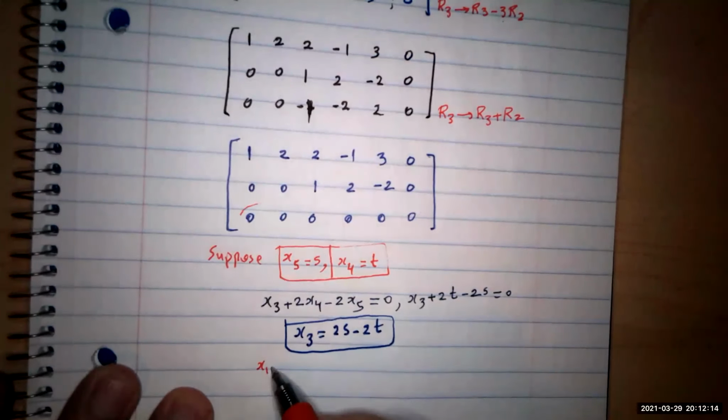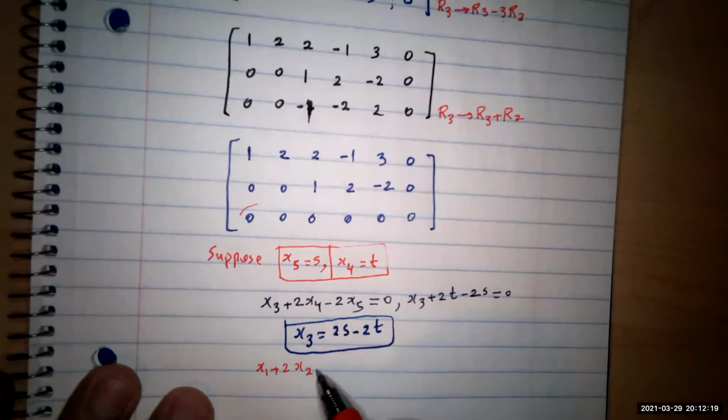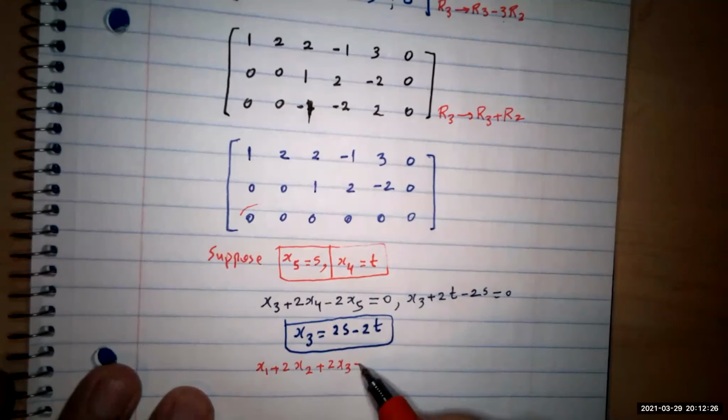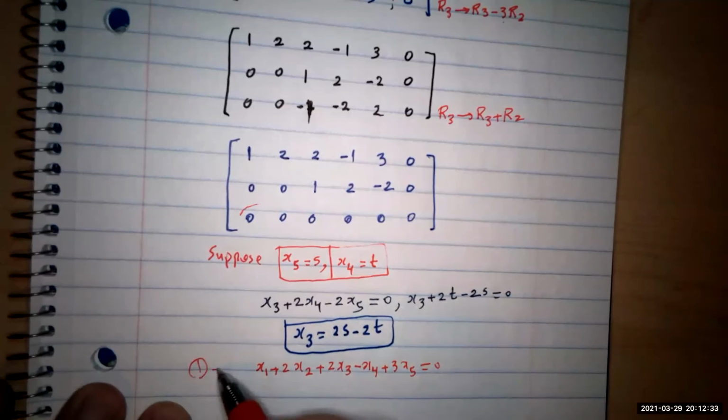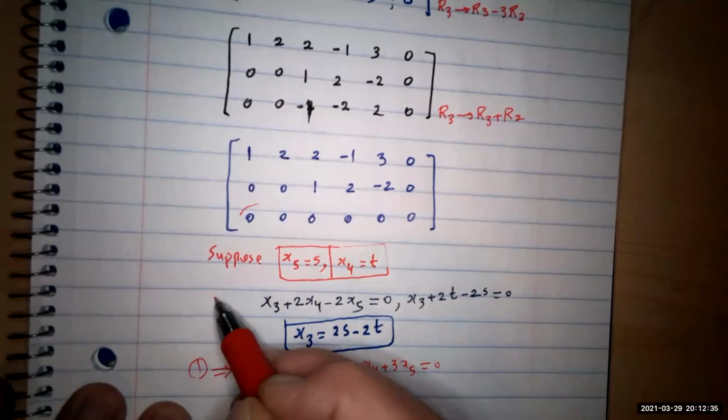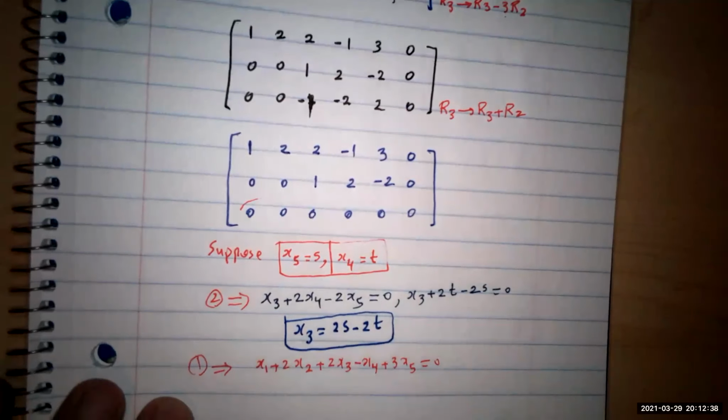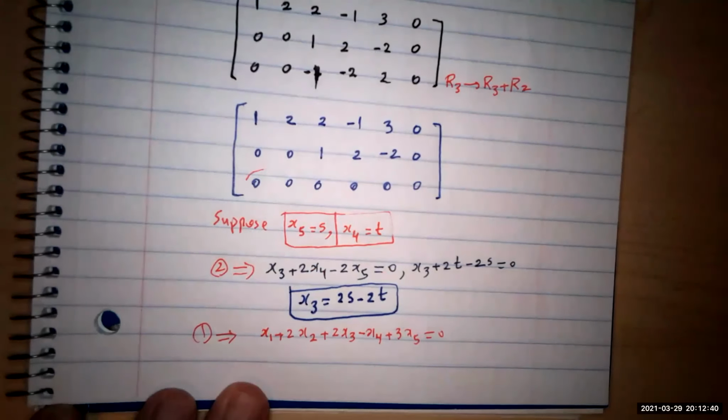The first one is going to be x1 plus 2x2 plus 2x3. You can even simplify it a little bit, or just leave it as is. So there's going to be negative x4 plus 3x5 equal to 0. I got this one from the first equation, but I got this one from the second row. So I have x5, x4, x3. I need x1 and x2.